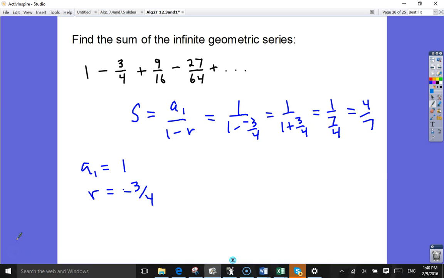Remember, if you have issues with minus and negative and things like that, you could always just store in the calculator A is 1, R is -3/4, and then type in that formula. It'll take care of it completely. You won't have any mistakes with negative signs.